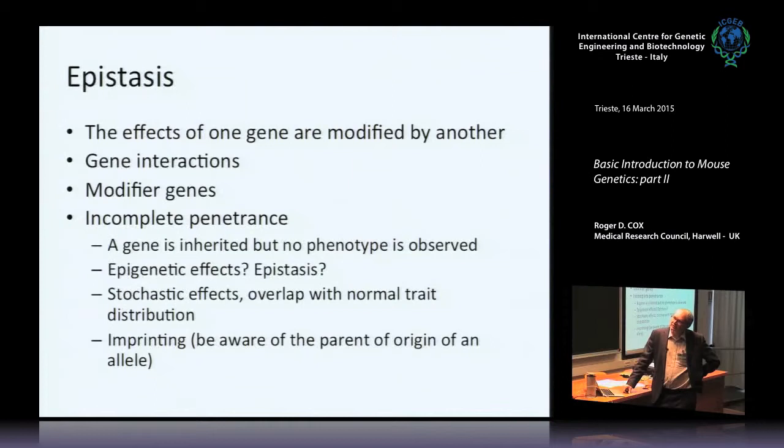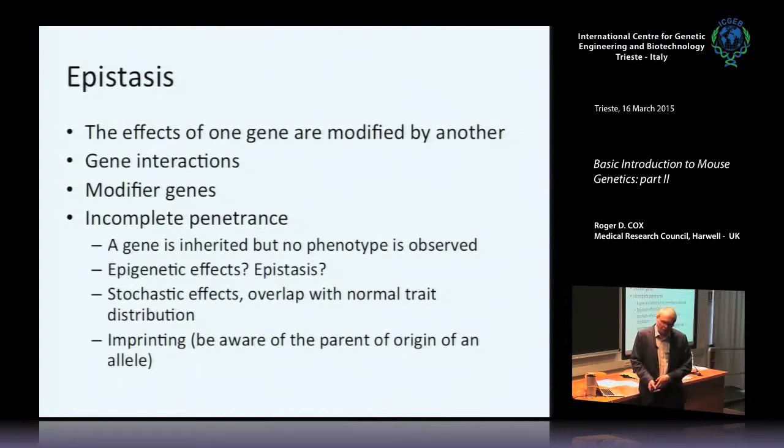But this was a complex trait. So the trait was influenced by at least 3 genes, and that didn't explain all the variance of the trait. So epistasis is where the effects of one gene are modified by another. There are gene interactions, there are modifiers, there's incomplete penetrance. So you might inherit a gene, but you won't see a phenotypic consequence. And there are stochastic elements as well.